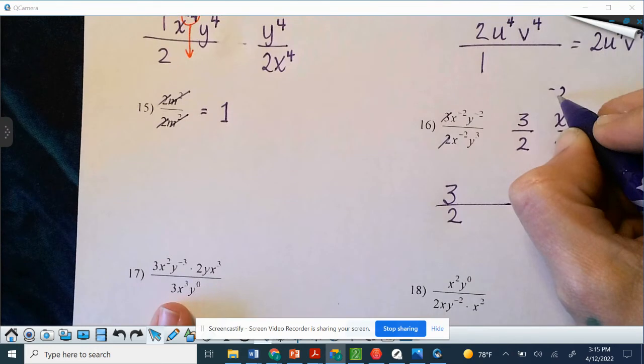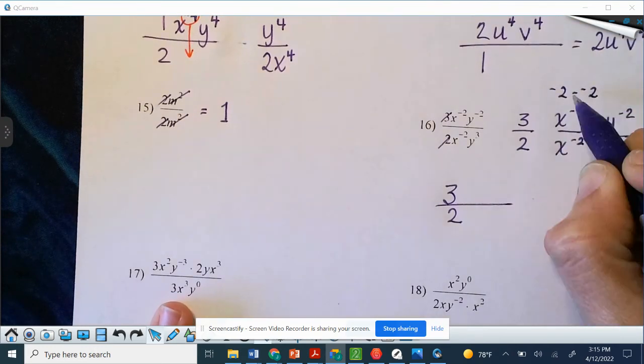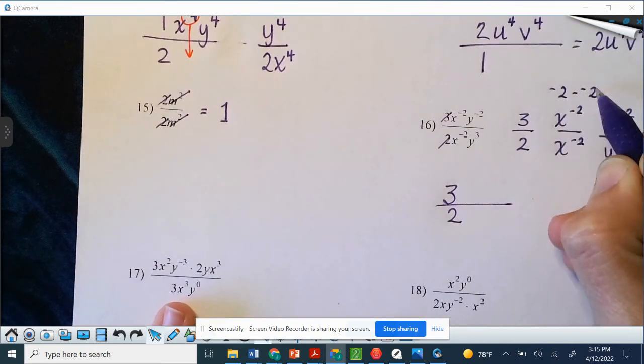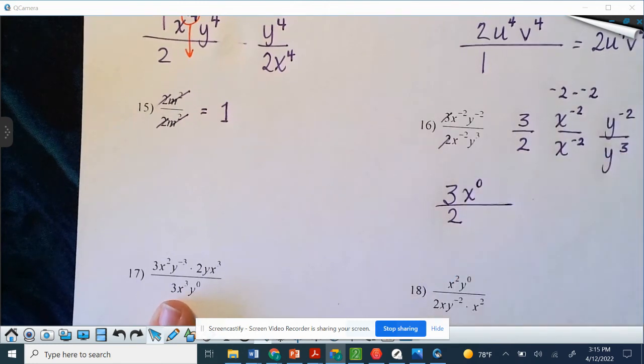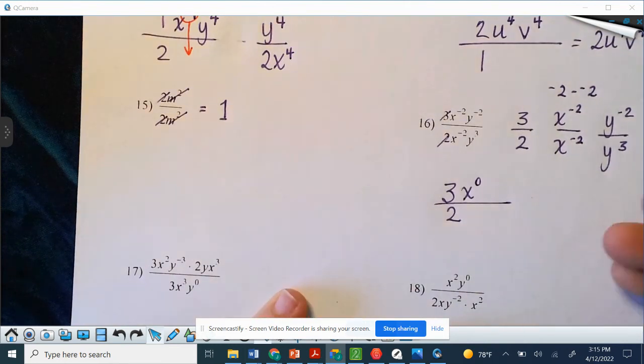-2 minus a -2, that becomes a plus. So -2 plus 2 becomes a 0. So x to the 0. And I'm just writing it out all the way through. Hopefully somebody in their mind just thought, ding, ding, ding. Power of none is 1, so it goes away. But we'll finish it up first.